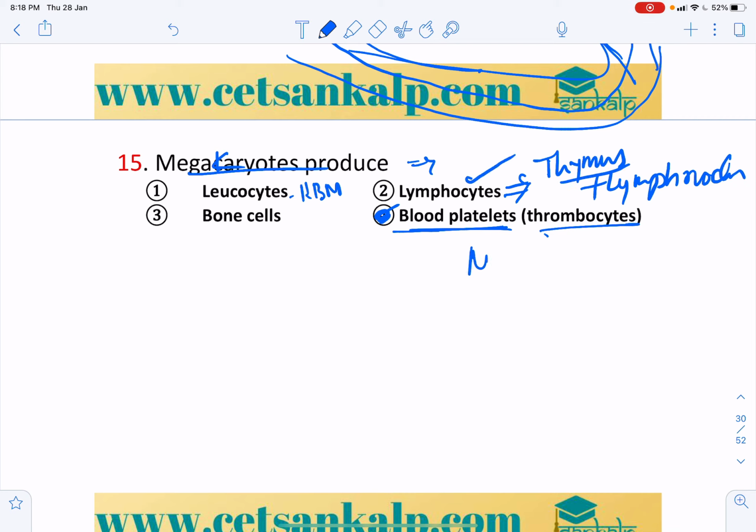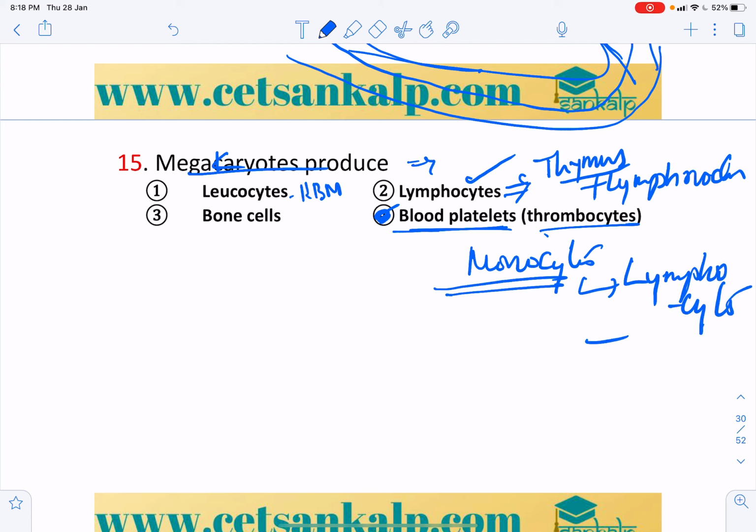Likewise, the monocytes are produced in the lymph nodes and also in the spleen. So the thymus and spleen, which are the lymphoid organs, mainly help to produce the lymphocytes and monocytes.